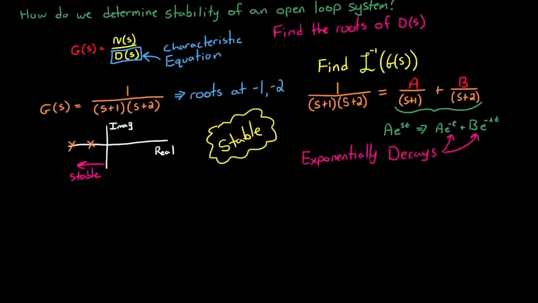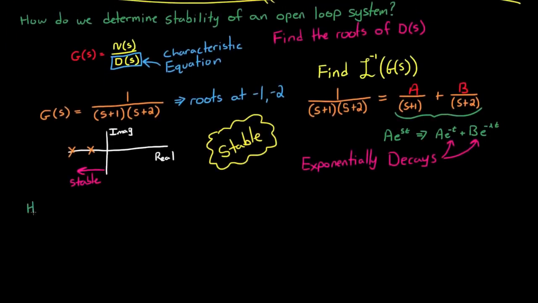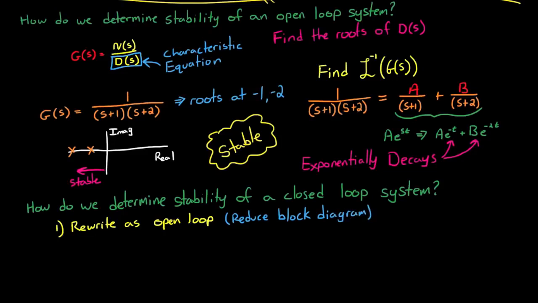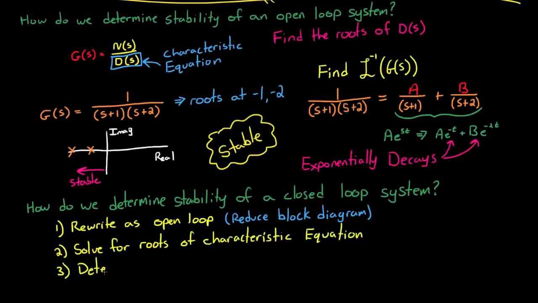So if that's how we determine stability of an open loop system, your next question might be, how is that any different than what we would do for a closed loop system? So your first guess for determining the stability of a closed loop system might be: 1. Rewrite the system as an open loop transfer function. That is, basically reduce the block diagram into a single transfer function. 2. Solve for the roots of the characteristic equation. And then the third step would be to look at the real component of those roots and determine whether the system is stable or not.